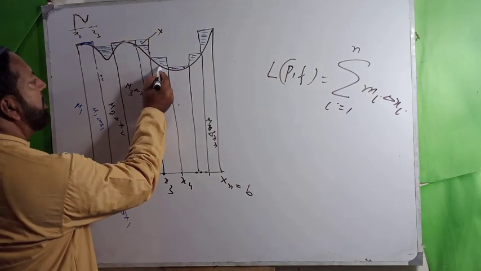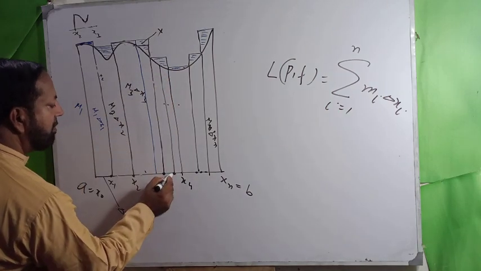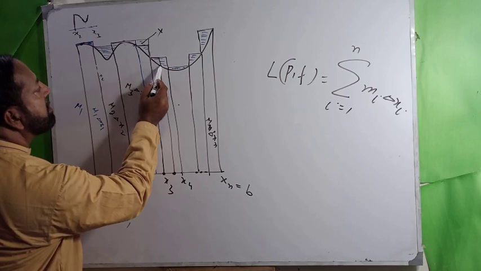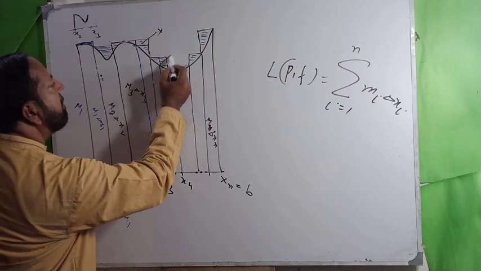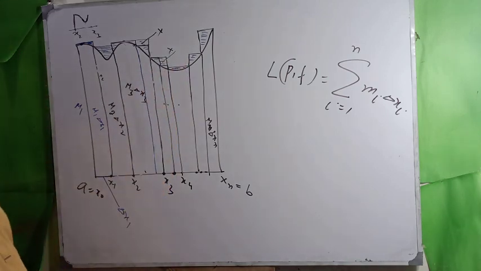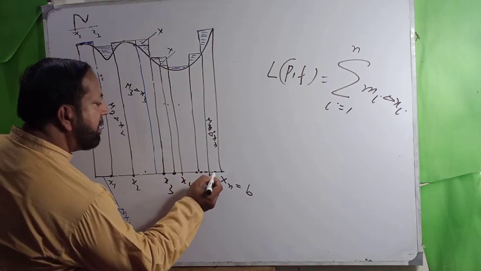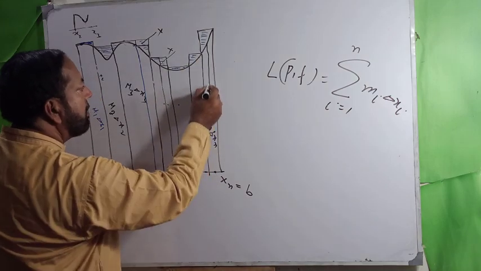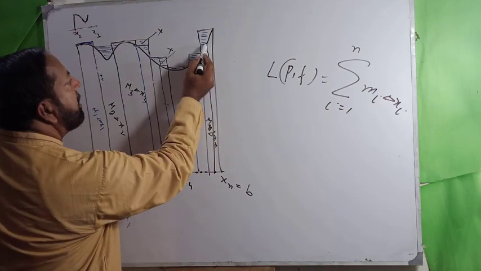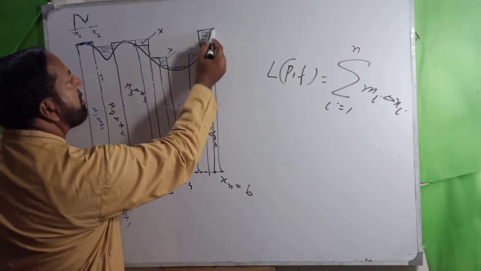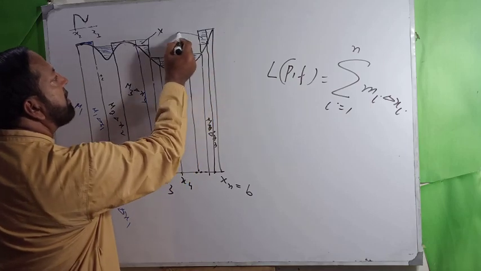If you add one more point here, then its upper sum is this, its upper sum is this. We have excluded this area. If you add one point here, you will see that its upper sum is this and its upper sum is this. We have excluded this area.